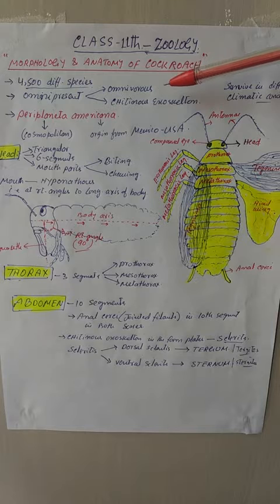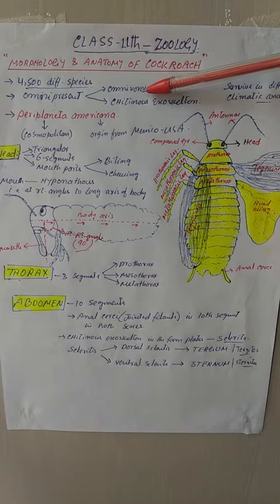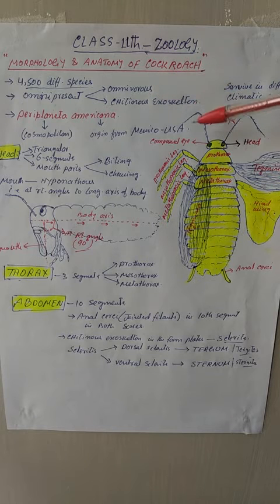The most important characters among them are their food habit, as they are omnivores. That means they take any type of food, whether it is of animal origin or plant origin. Secondly, they have a chitinous exoskeleton which provides a protection to the animal under adverse climatic conditions.